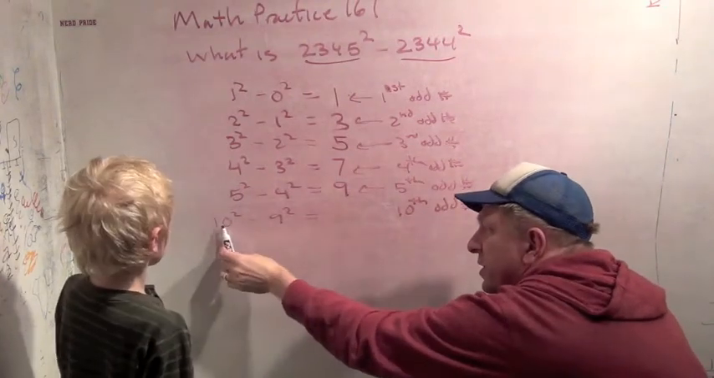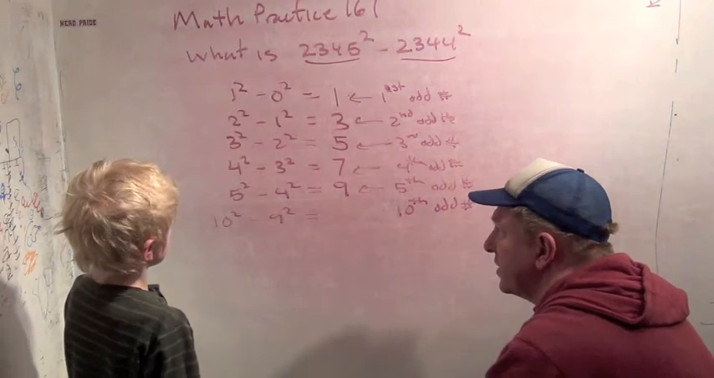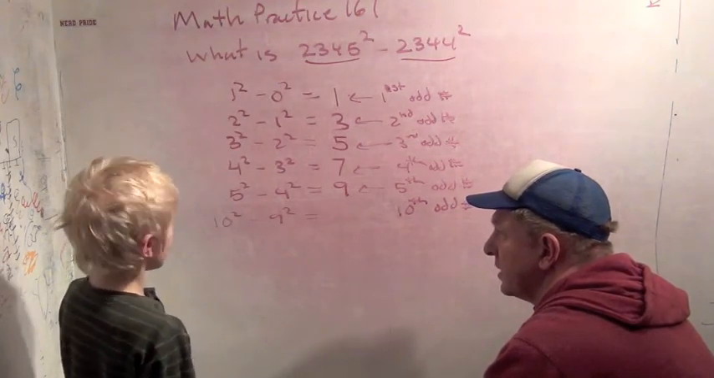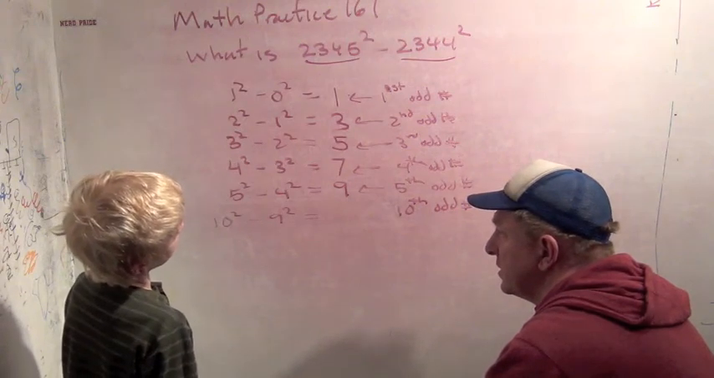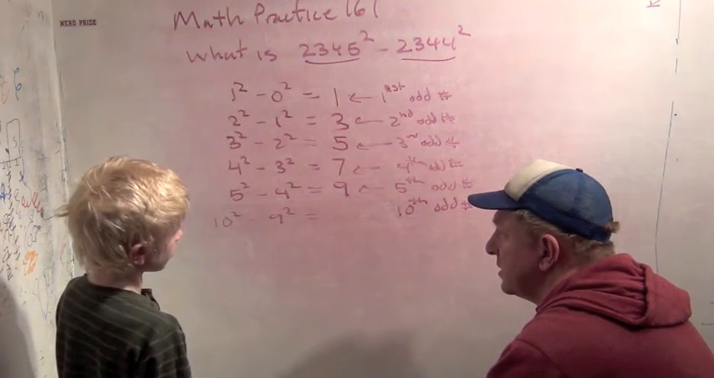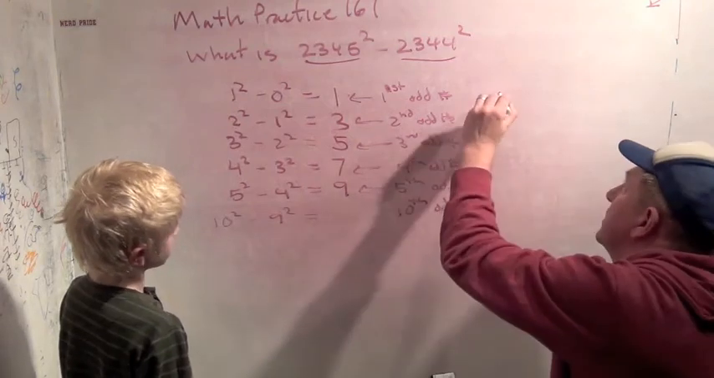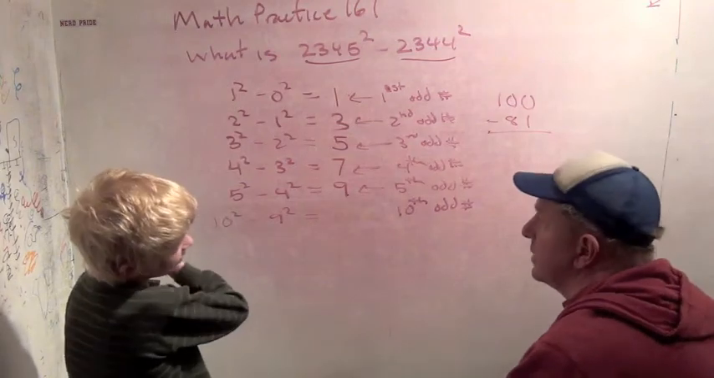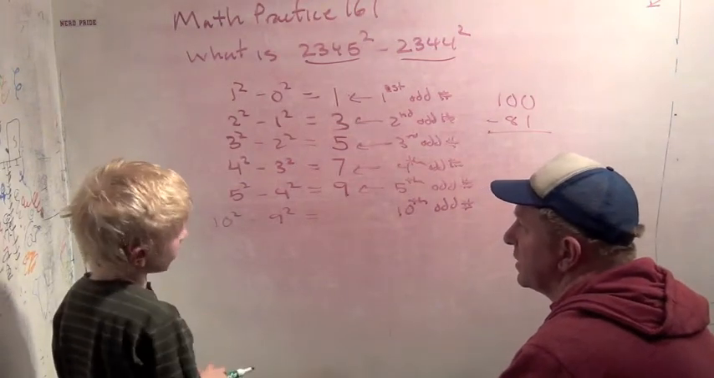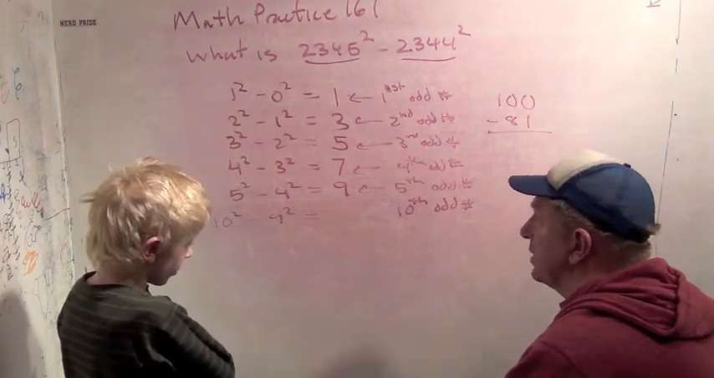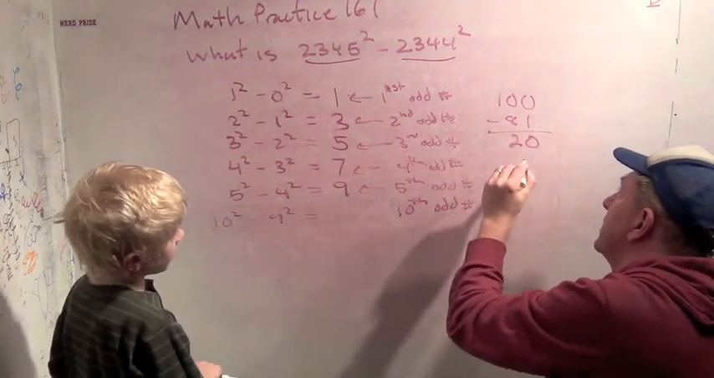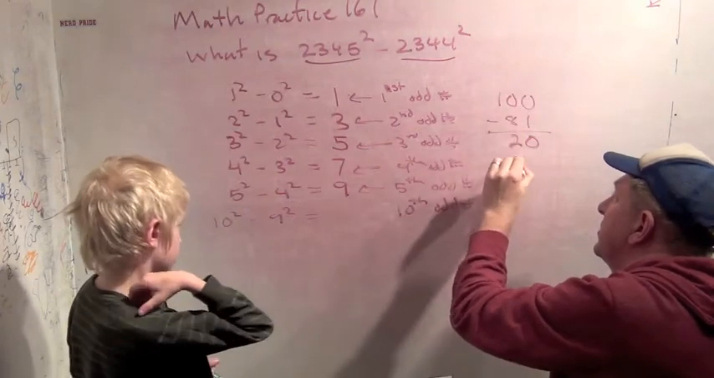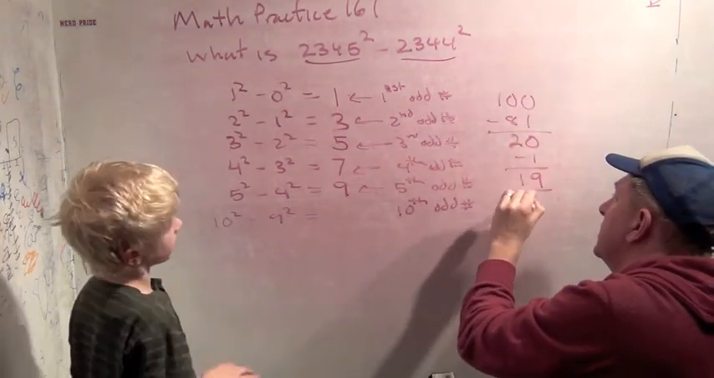Let's see, what is 100 minus 81? 79? No. 100 minus 80 is 20. And 20 minus 1 is 19. So this is 19.